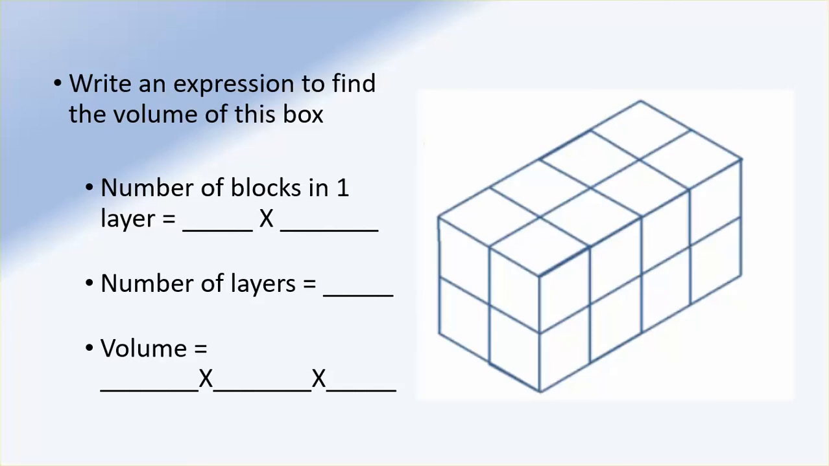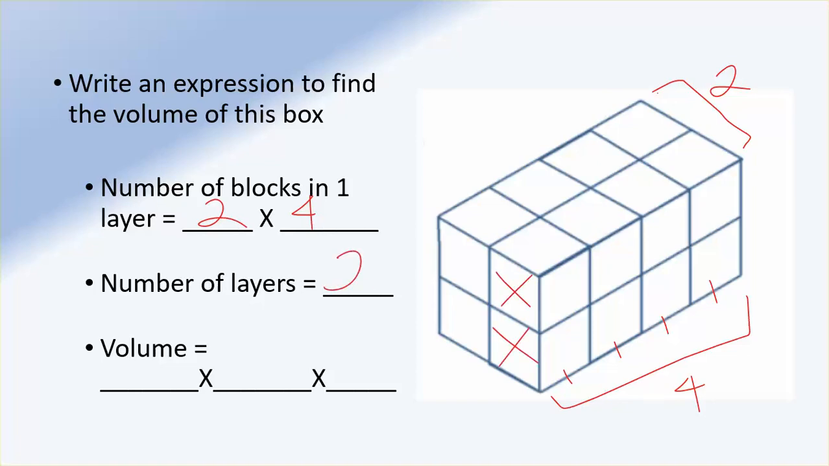Let's try our last one. Number of blocks in one layer. Okay, so this is 2 wide, and then across this way, 1, 2, 3, 4. So across the bottom, I would have 2 times 4 blocks. And then I notice I have to count my layers. 1, 2 layers. So I have 2 layers. This means that my volume would be 2 times 4 times 2.